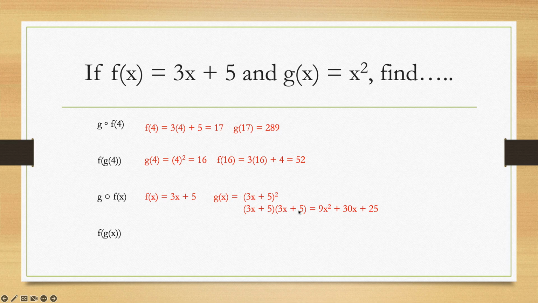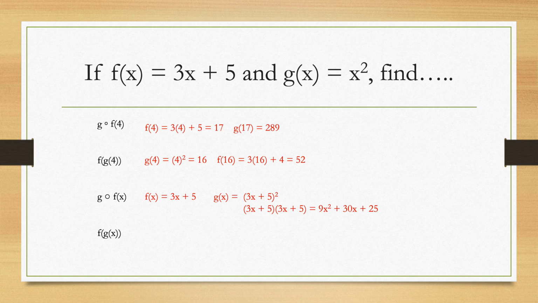And you double distribute. Don't go giving me 9x squared plus 25. That's not what 3x plus 5 squared is. 3x plus 5 squared means 3x plus 5 times 3x plus 5. And when you do that, you will get 9x squared plus 30x plus 25.